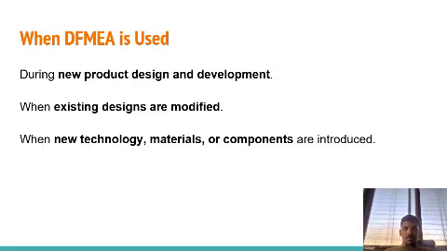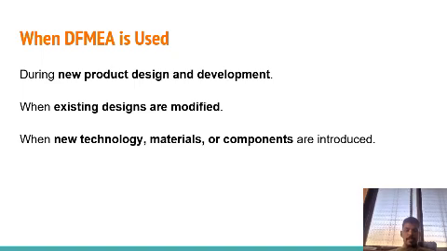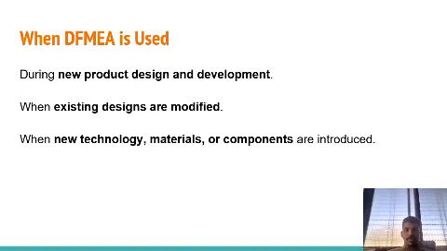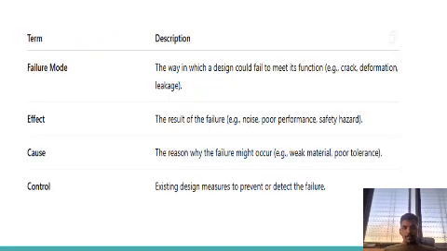When is DFMEA used? Our main question is when we use DFMEA. Firstly, we use DFMEA during new product design and development. Secondly, when existing designs are modified, in DFMEA we can also modify the existing design. Thirdly, when new technology, materials, and components are introduced. These are some points, terms, and descriptions.